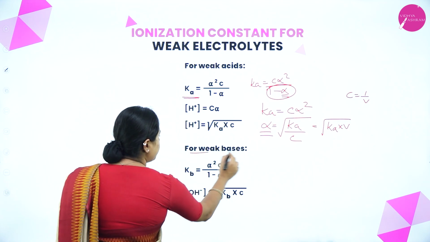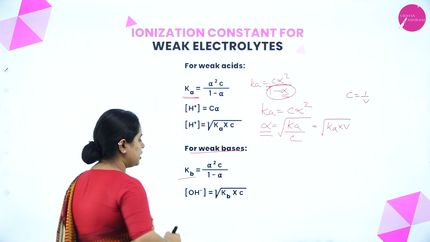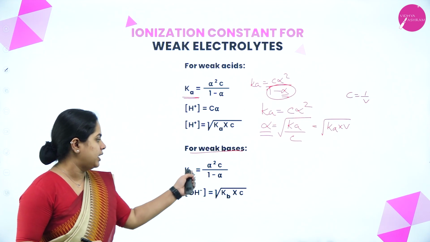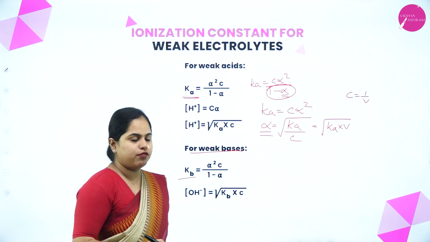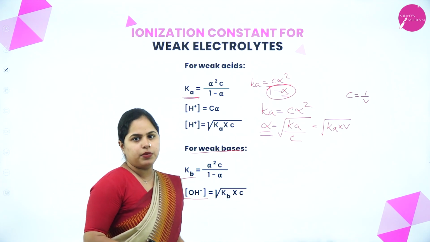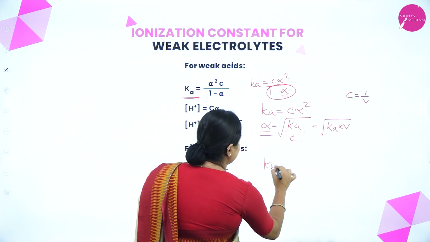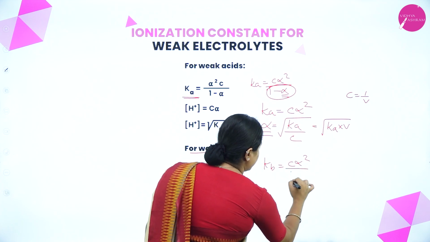In the same way, for a weak base the exact same equation is used, that is Kb. Instead of Ka, Kb will be equal to C alpha square by 1 minus alpha. That means the molar concentration of OH minus is equal to the root of Kb into C. So the same equation we can apply here also. Kb is equal to C alpha square by 1 minus alpha.